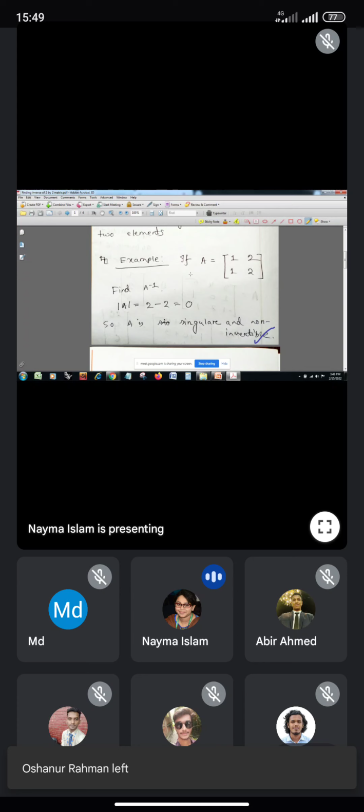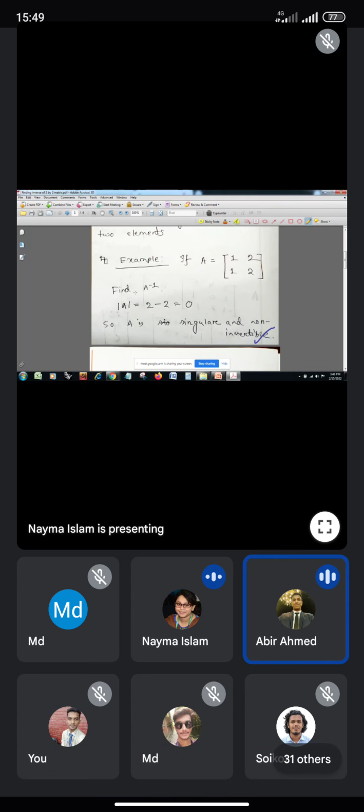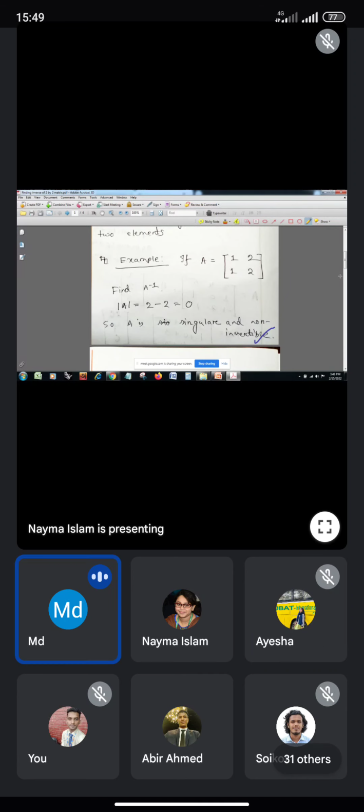So is it clear to everyone that if the matrix is singular, in that case you cannot find the inverse of this matrix? Yes, ma'am. So any question from this portion? No, ma'am. Ma'am, what is the second rule? What is the second rule, ma'am? Second rule, I'll show you that.